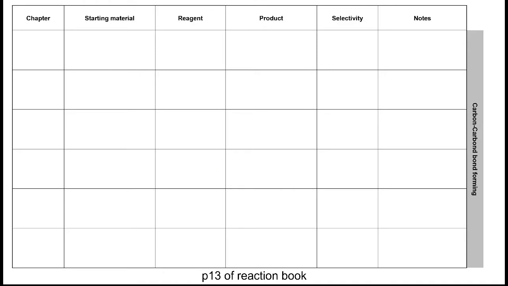The next set of reactions are the carbon-carbon bond forming reactions. This starts on page 13 of your book. And let's see, this is still chapter 7. These are pretty much the same reactions, but we're forming a new bond to carbon, so that's why I have them in a different category here.